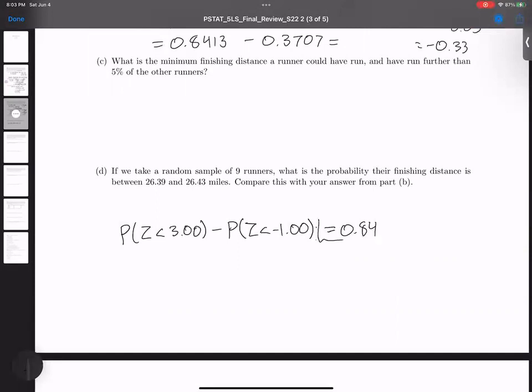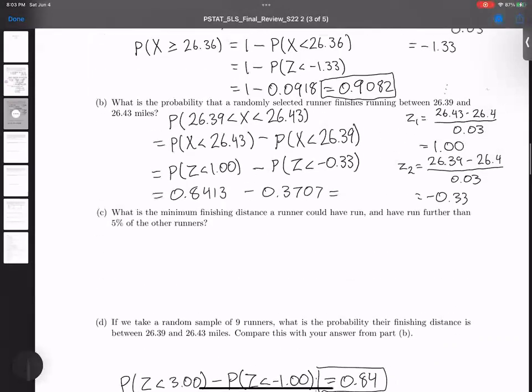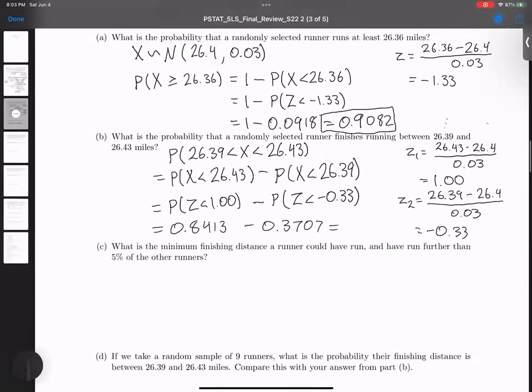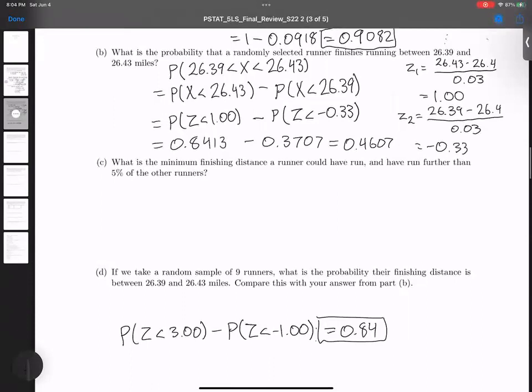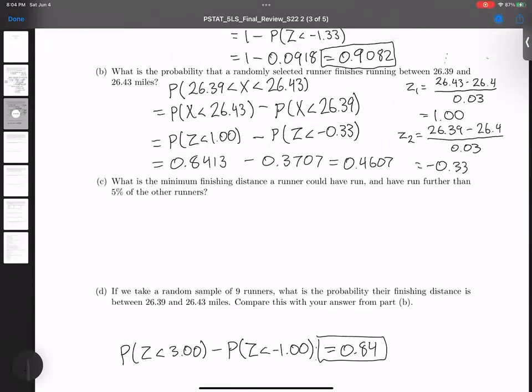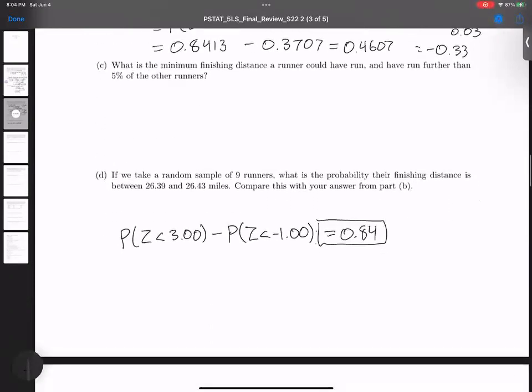And comparing this answer to part B. So part B, I think this was 0.4607 or something like that. I can't remember exactly, somewhere in the 40s. And if we look, 0.84 is a much bigger probability than 0.4607. So the reason is, well, we can write this down.